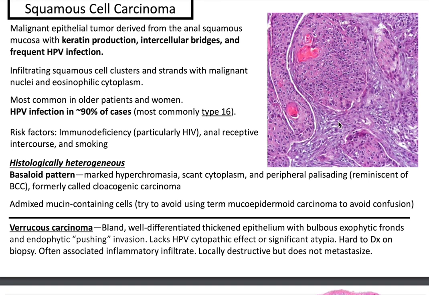Histologically heterogeneous, you can have a basaloid pattern, which has marked hyperchromasia, scant cytoplasm, and peripheral palisading, reminiscent of a basal cell carcinoma, formerly called cloacogenic carcinoma, and admixed mucin-containing cells. Try to avoid using the term mucoepidermoid carcinoma to avoid confusion.